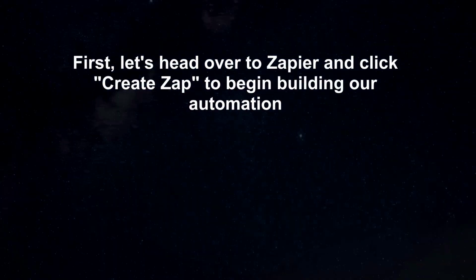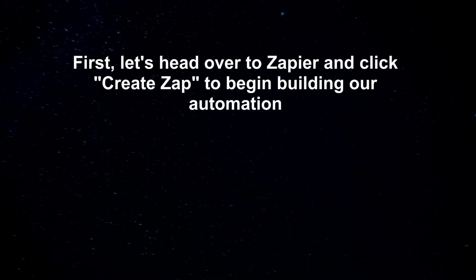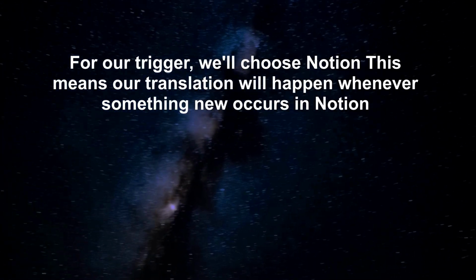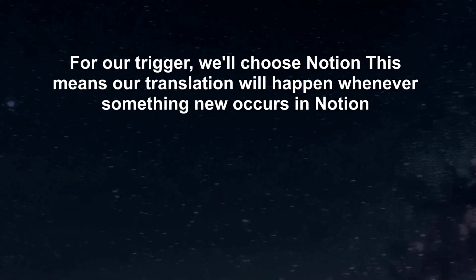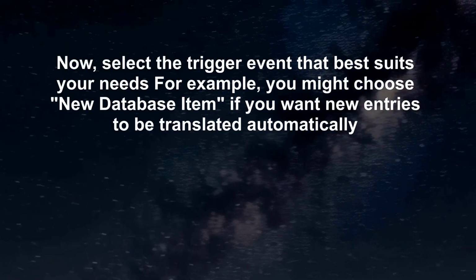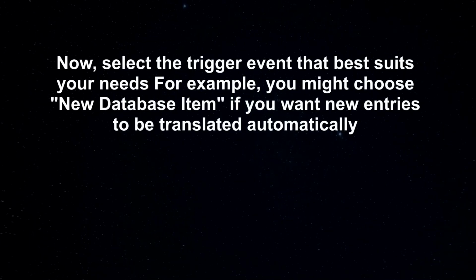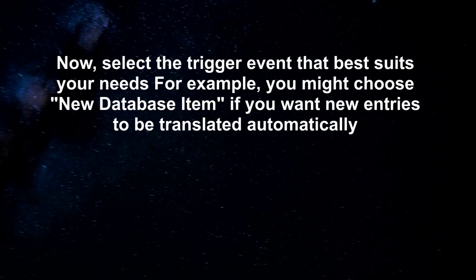First, let's head over to Zapier and click Create Zap to begin building our automation. For our trigger, we'll choose Notion. This means our translation will happen whenever something new occurs in Notion. Now, select the trigger event that best suits your needs. For example, you might choose New Database Item if you want new entries to be translated automatically.